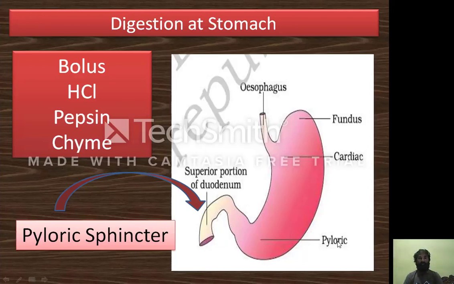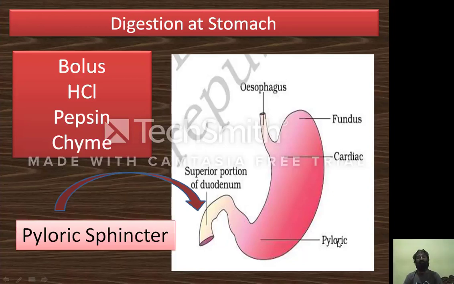The function of HCl is to kill the microorganisms present in the food material, and second, it creates an acidic environment. Because of the acidic environment, the pepsin works on proteins to convert them into peptides. The enzyme released from the gastric gland is pepsin, and by the action of pepsin, the proteins are digested and broken down into peptides. This mixing of gastric juices with the bolus forms a slurry-like material, which is called chyme.